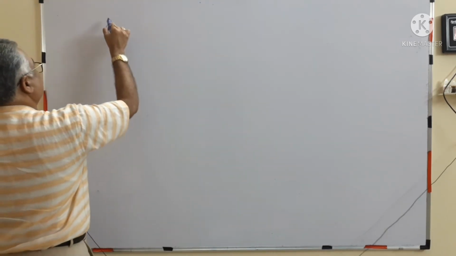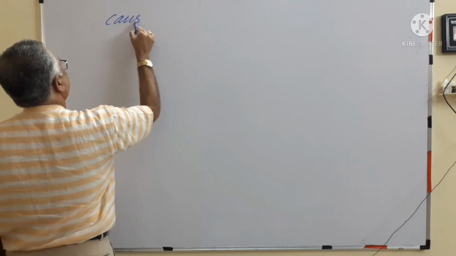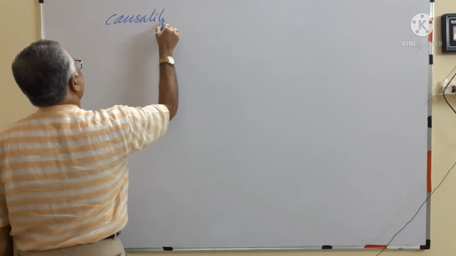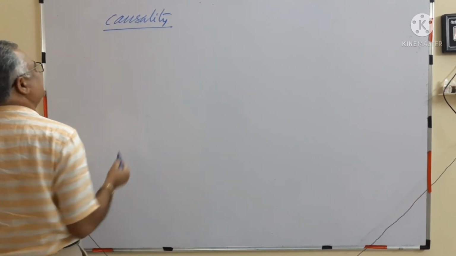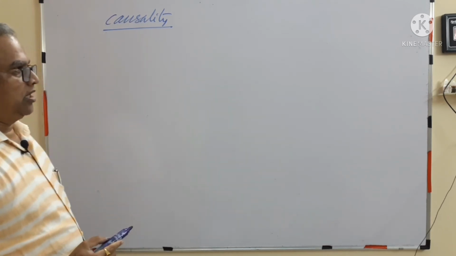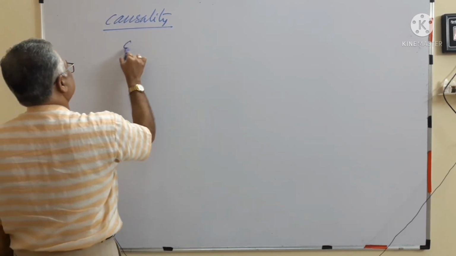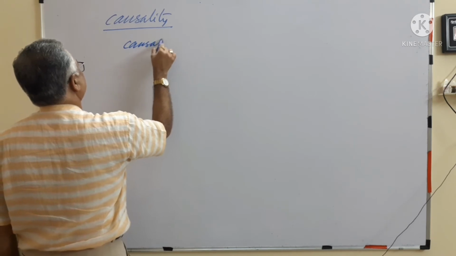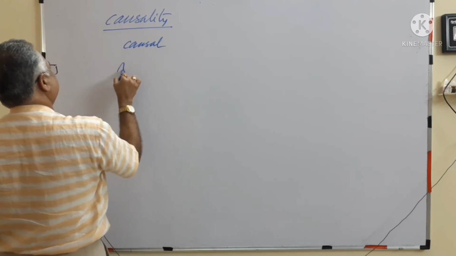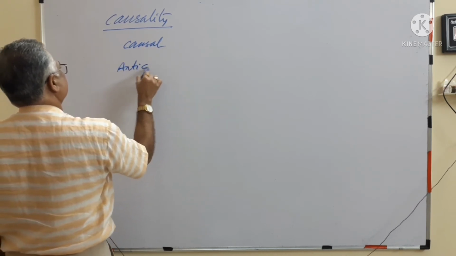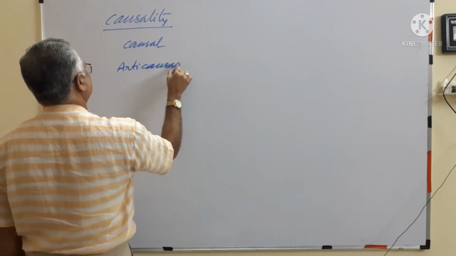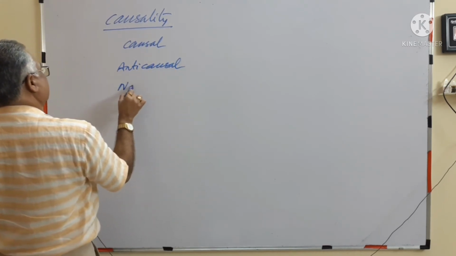Next topic, causality. Causal means there are three words: causal, causal opposite to anti-causal, and the non-causal.